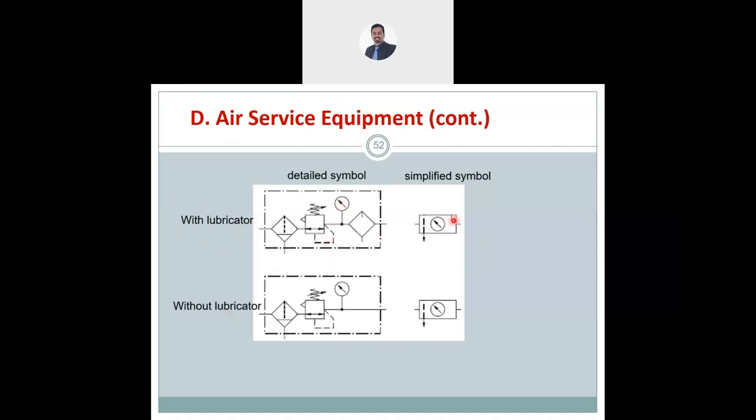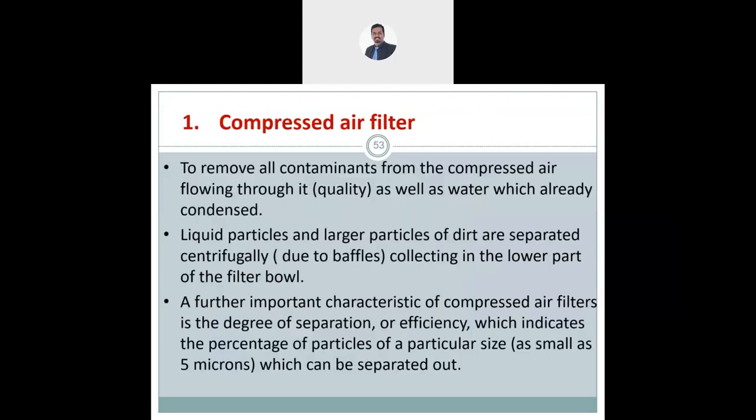This one is with lubricator. This one actually has one line here. The symbol is the same, only there is one line. If there is a line, the meaning is with lubricator, and without the line, without lubricator. You can read. So just to summarize: the compressed air filter is to filter out large particles of dirt, or liquid particles. They will be collected at the lower part of the filter bowl, then you can drain them. So the main function is to remove all contaminants.